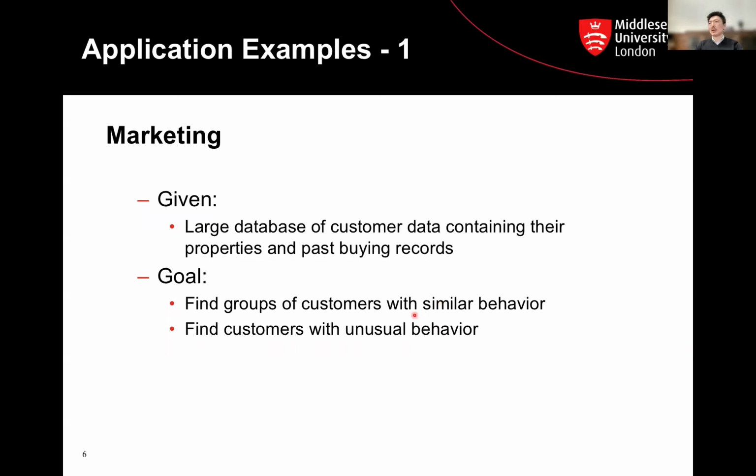For example, maybe this is a group of young female customers, and they are more interested in, say, fashion and cosmetics. So when you do the marketing, you might target that group to provide more information about fashion or cosmetics. And also you might find some customers with unusual behaviors. These might be someone, say, taking advantage of the systems, and you might want to treat them separately and pay more attention to what they do.